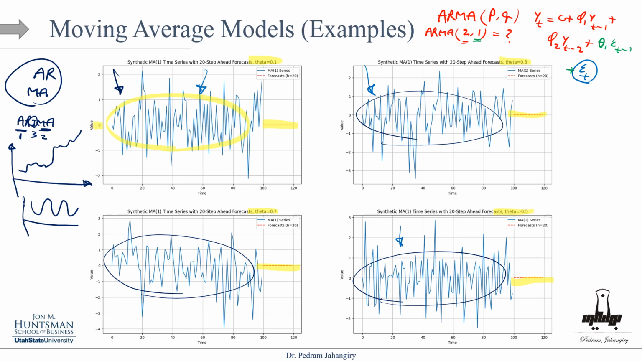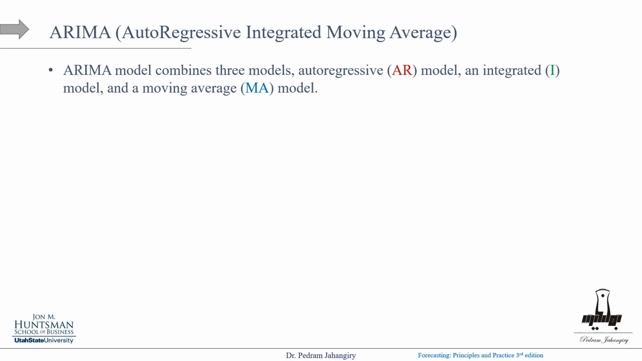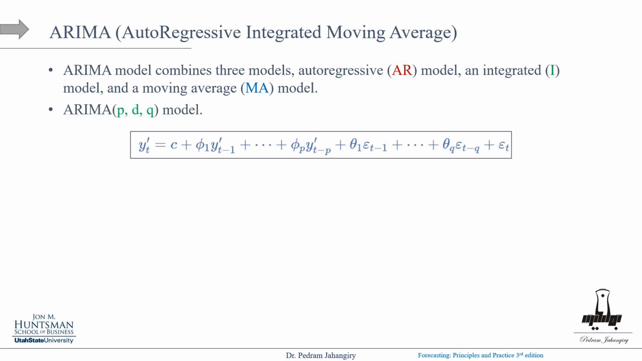Here's the third component, the I component, integrated. We know ARIMA stands for autoregressive integrated moving average. We talked about AR and MA; let's talk about the integrated part. Here's a functional form. You might say, wait a second, I see the AR component, I see the MA component, and where is the I component?